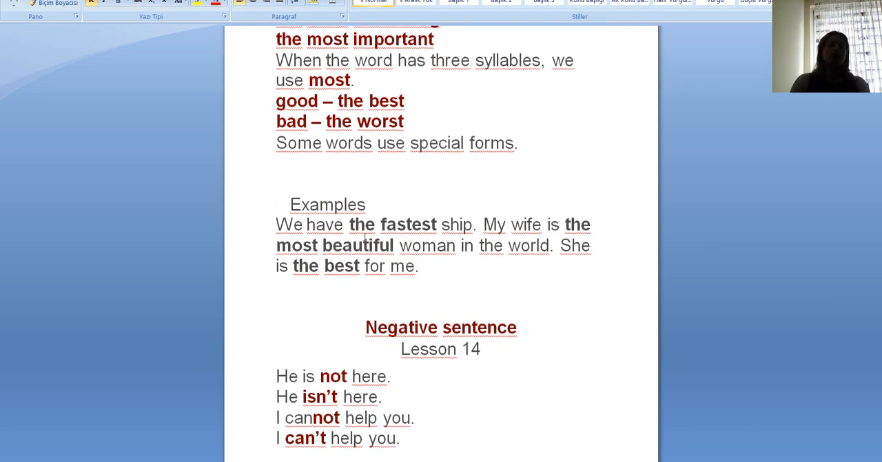Example. We have the fastest ship. My wife is the most beautiful woman in the world. Wow. She's the best for me.